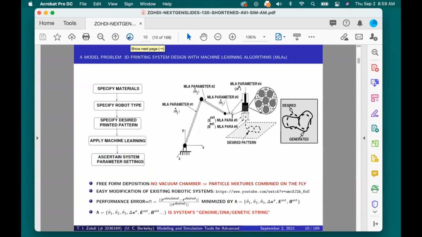So let's look at a typical example. We specify the types of materials we want on the surface. We have a certain pattern shown here in the dashed line that we want to specify, and we have the following machine learning parameters. We have the kinematics of one component of the arm, the kinematics of the second component of the robot arm, the kinematics of the third component, and then of course, the interaction of the extruder where a lot of the interesting physics are.